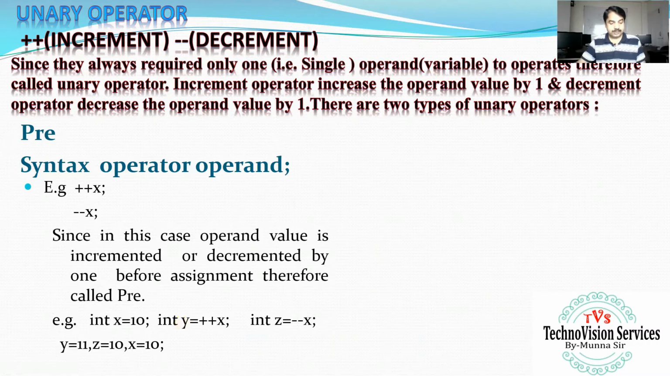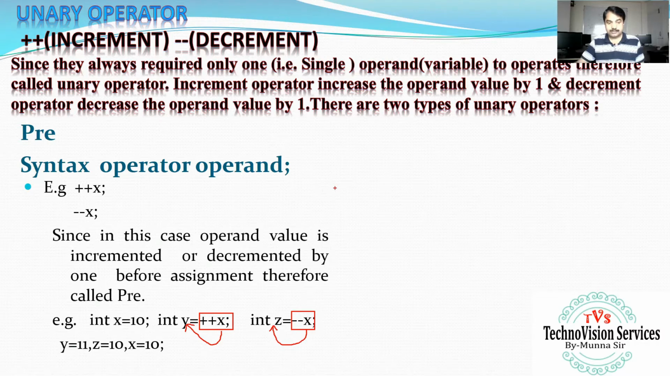How does it work? Let's see. It first increments the operand value by 1, then assigns the updated value to y. Similarly for --x, first it decrements the value 11 by 1, so it becomes 10. So 10 is assigned to variable z, therefore z will be 10. So y = 11, z = 10 and x = 10. That is the output.